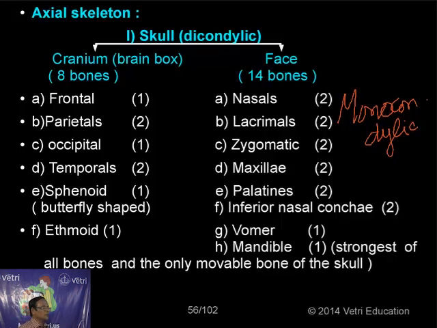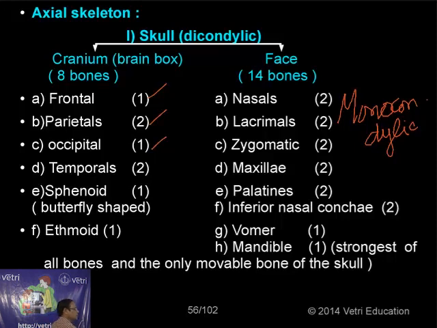It's a very simple one, we only have to learn the names of the bones. Now the skull is formed of the cranium, or brain box, of 8 bones. Out of the 8 bones, 2 are found in pairs and the remaining bones are single. We have the frontal bone at the front side, the parietals forming the roof of the cranium, then the occipital, which forms the basal region.